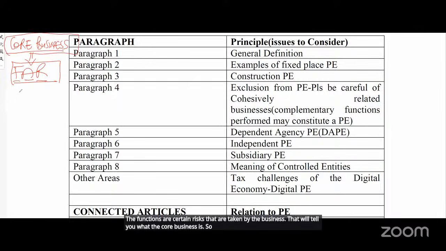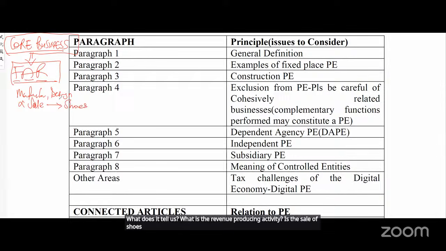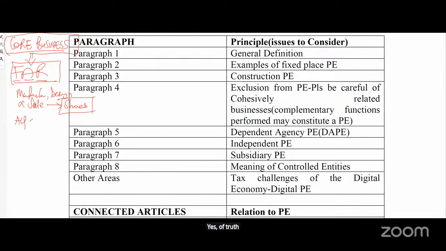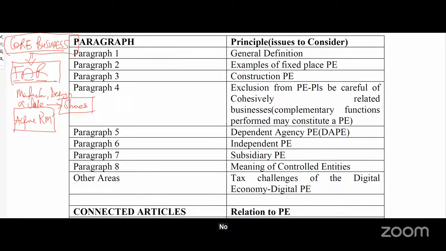So if they tell you that this guy is into manufacture, design, and sale of shoes, what does it tell us? What is the revenue producing activity? It is the sale of shoes. True or false? True. So if I just acquire raw materials to produce the shoe, does it give me any revenue? No. This is just something that prepares the shoes for production.